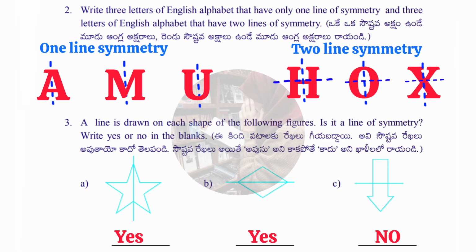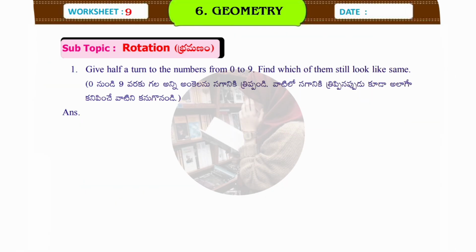Second picture, here also the line of symmetry is correct, that's why write down yes. Whereas for the third picture, the line is not a line of symmetry, so write down no. See, the picture did not give equal halves on both sides. That's why write down no. Understood guys? Okay, let's move on to the next worksheet, worksheet number 9.